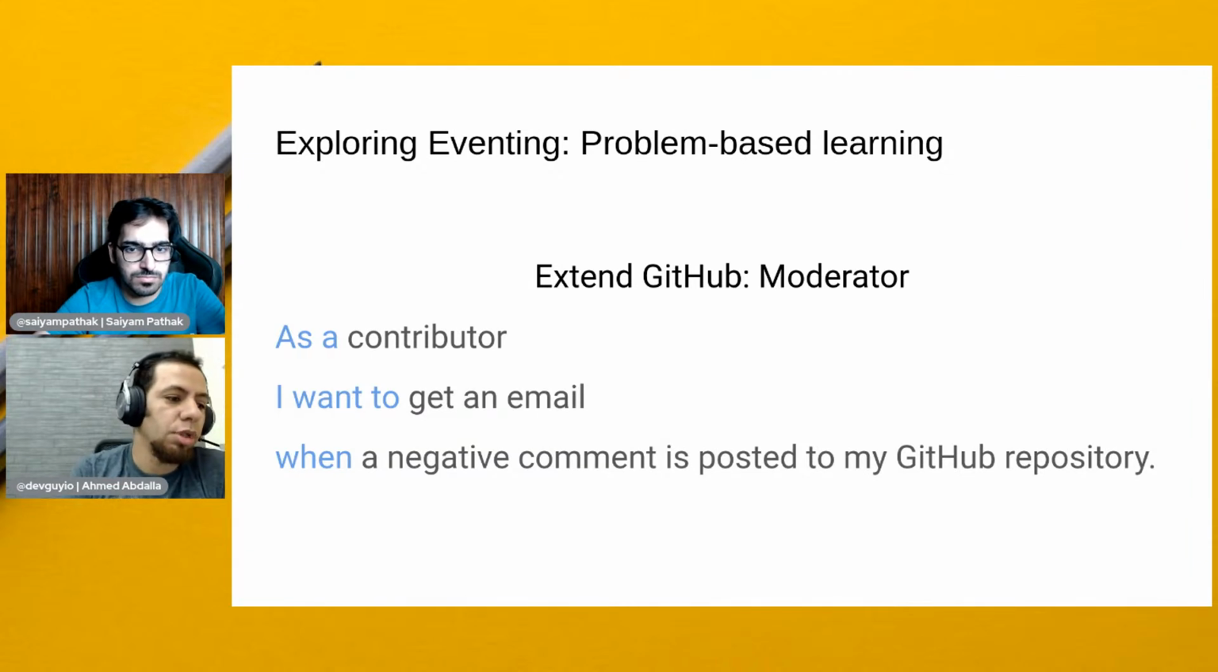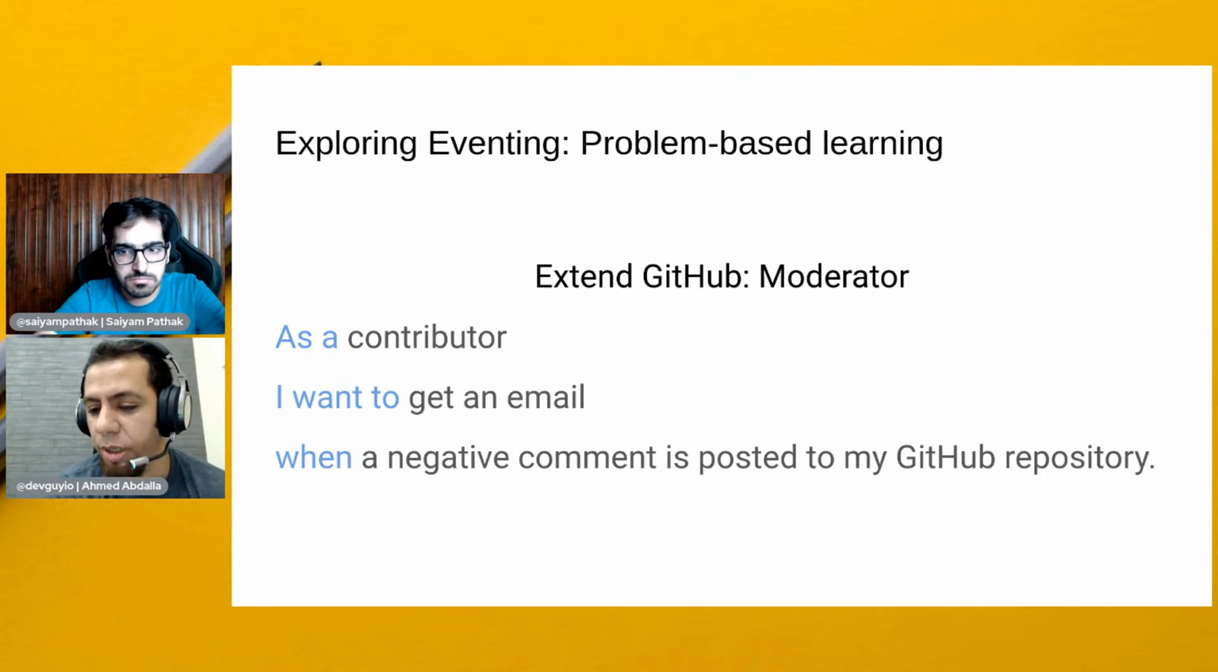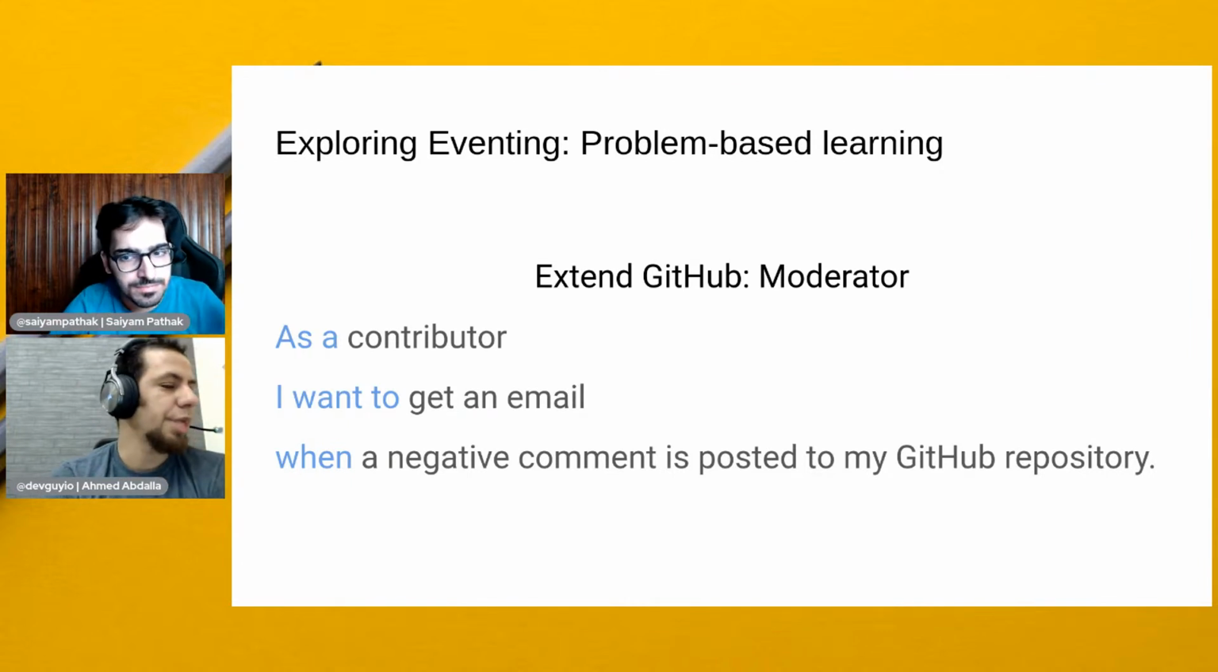The moderator is a simple feature: as a contributor, if I have a repository, I want to get an email when a negative comment is posted to my GitHub repository issues specifically. If I'm not that popular, and I see a lot of unpopular opinions in my issues or unpopular features in my project, and I'm unfortunately facing a lot of negative responses, I would like to get notified as quickly as possible by email. So let's see how we can solve that.